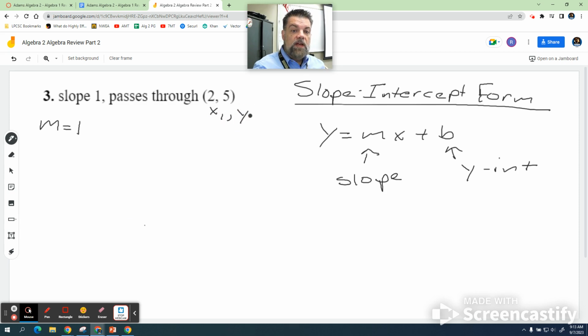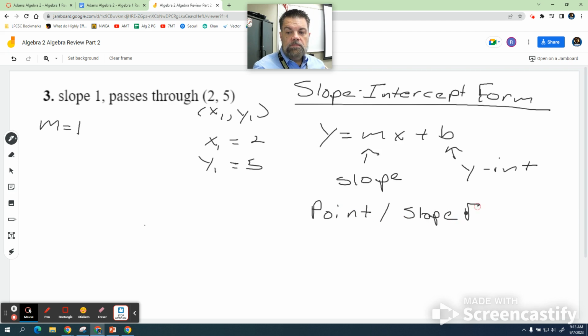We'll call that point x sub 1, y sub 1. In other words, x sub 1 will equal 2, y sub 1 will equal 5. So then I need to use the point-slope form. By the way, if I'm writing this down, you should be writing it down.